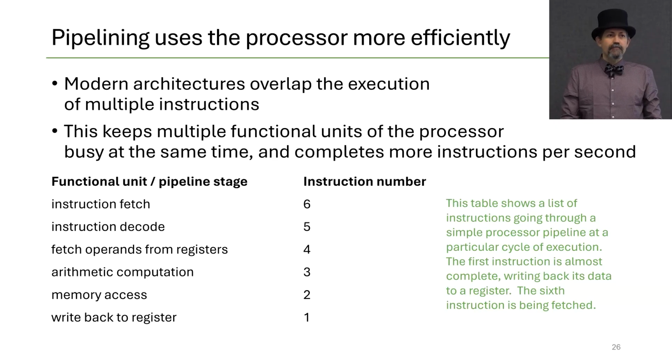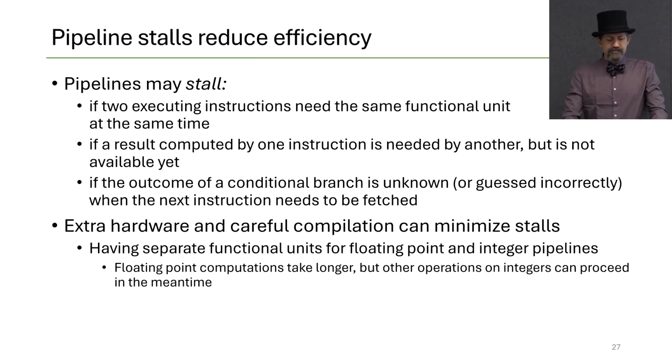another. In practice, pipelines might stall, and these stalls reduce efficiency. So for example, if two executing instructions need the same functional unit at the same time, that would cause a stall. If a result computed by one instruction is needed by another, but it's not available yet, that will stall the second instruction. And finally, if the outcome of a conditional branch is unknown, then we have to wait to figure out what that is before the next instruction can be fetched. Modern processors will typically guess what the outcome of a conditional branch is. We'll talk about that on the next slide. But those guesses might be wrong, and in that case, the incorrect guess will cause a pipeline stall.